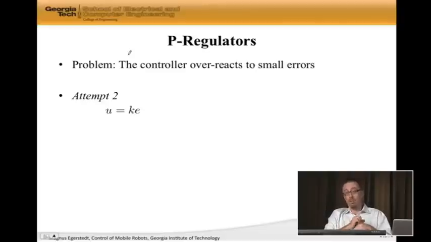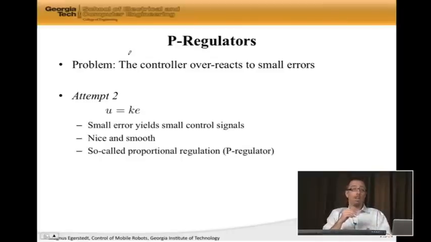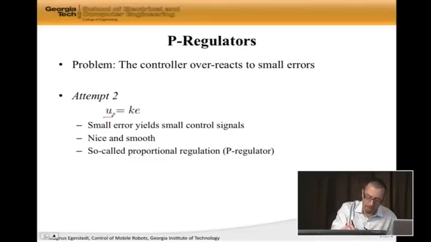So this is a much cleaner design. It's what's called a smooth feedback law. It's actually linear feedback in the error. And this seems to be much more reasonable because small error yields small control signals, which is what we wanted. Nice and smooth. We're not going to wildly fluctuate in our controller. And in fact, this is called a P regulator, where P stands for proportional because the control signal, the input, U is directly proportional to the error through this K control gain.